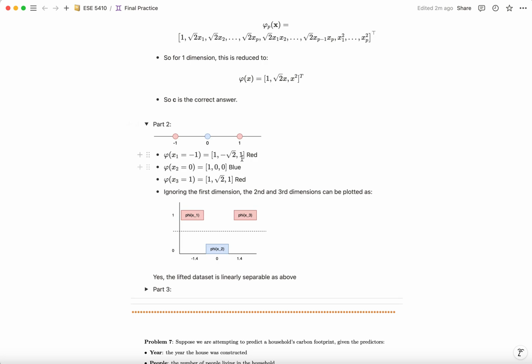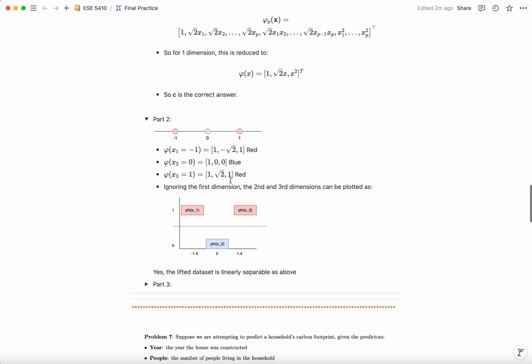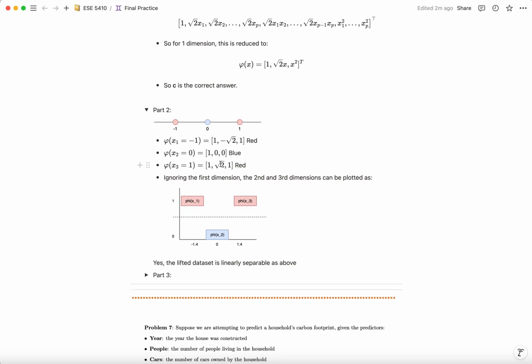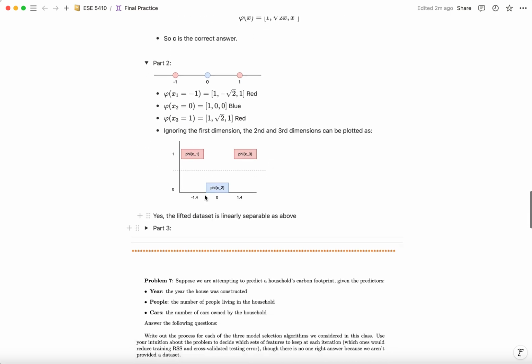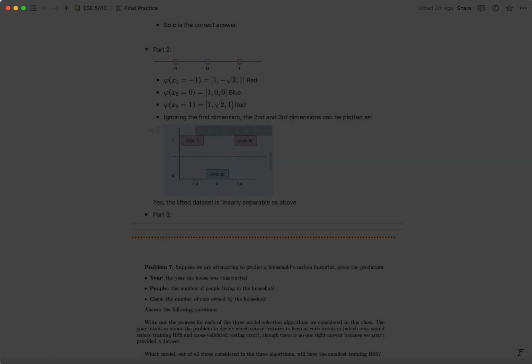So notice that our lifted space is 3-dimensional, but the first dimension is all 1, so we can ignore that and focus on the second dimension, which is -√2, 0, square root of 2, and the third dimension, which is 1, 0, and 1. And we can plot these 2 dimensions, the second dimension against the third dimension, and visualize it. And in fact, we end up with this plot.